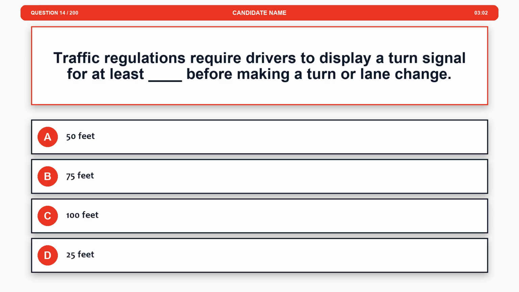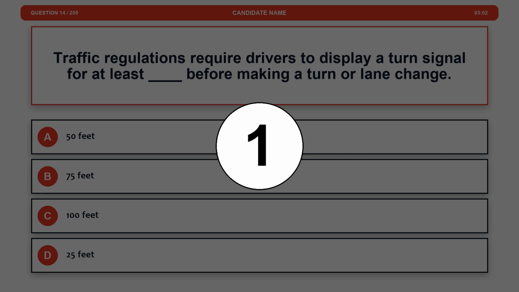Question 14. Traffic regulations require drivers to display a turn signal for at least blank before making a turn or lane change. Option A. 50 feet. Option B. 75 feet. Option C. 100 feet. Option D. 25 feet.